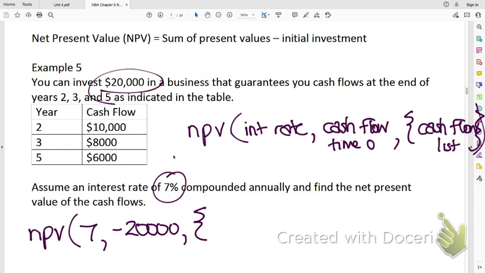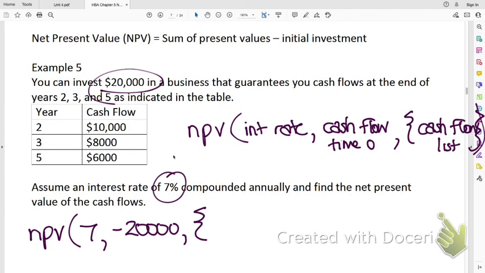Now, here is the trick to this. Look at the table you are given. They only gave you what cash flows you're getting back out in what years? 2, 3, and 5. You need to fill in what you got out in year 1 and 4. If they don't list it, what is it? 0.